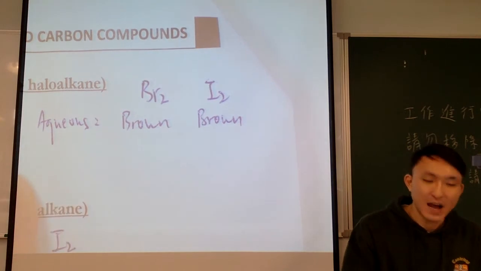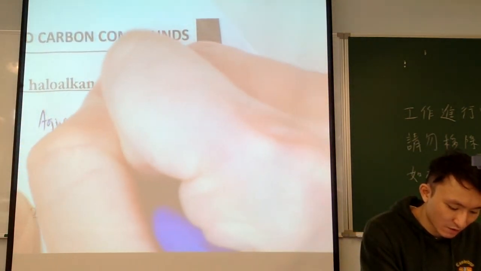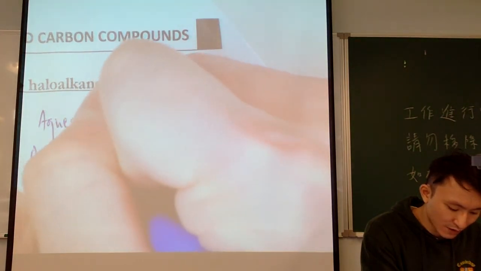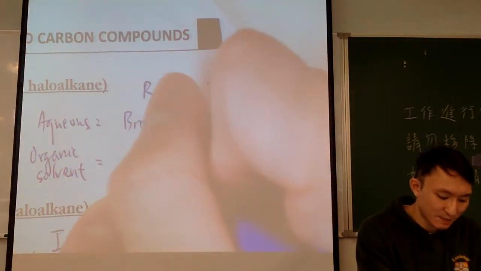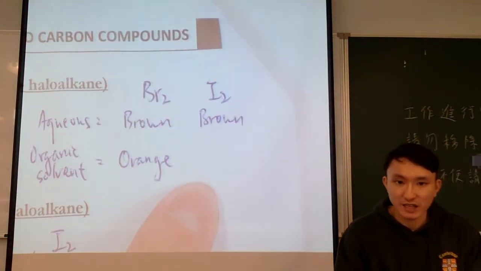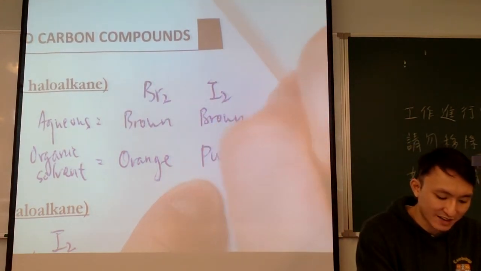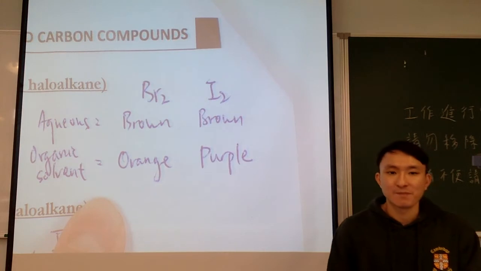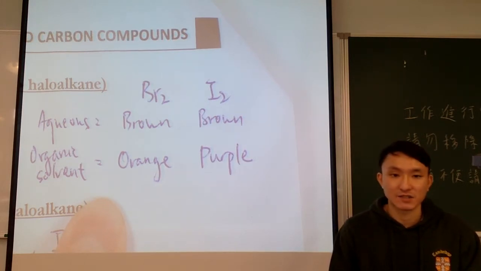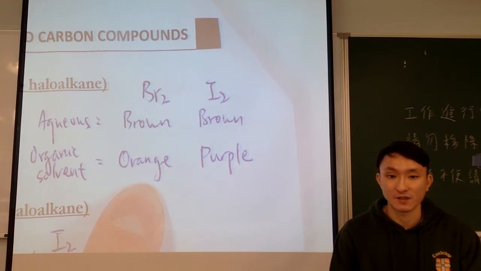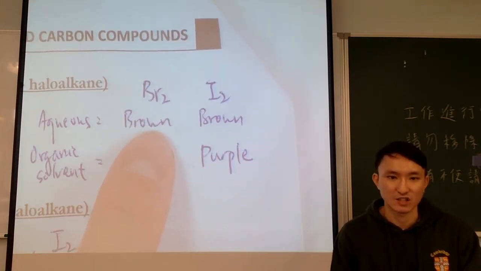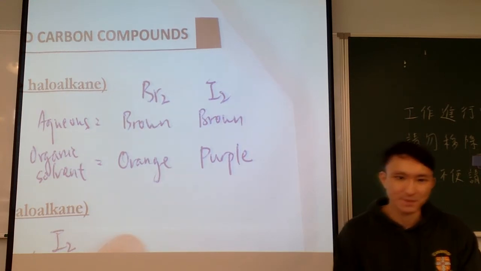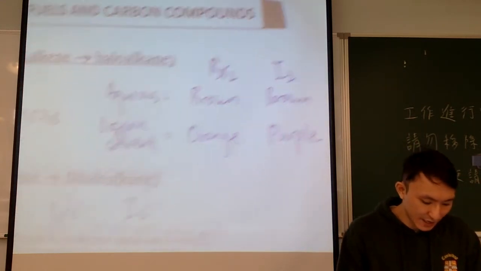However, in organic solvent, such as the CCl4 just now, bromine should exhibit orange color, whereas iodine should exhibit a purple or violet color. So that's why when you are asked to describe the color changes, make sure you memorize the different colors. And this also enables us to distinguish between bromine and iodine because in an aqueous solution, these two appear very similar. So pay attention to that.